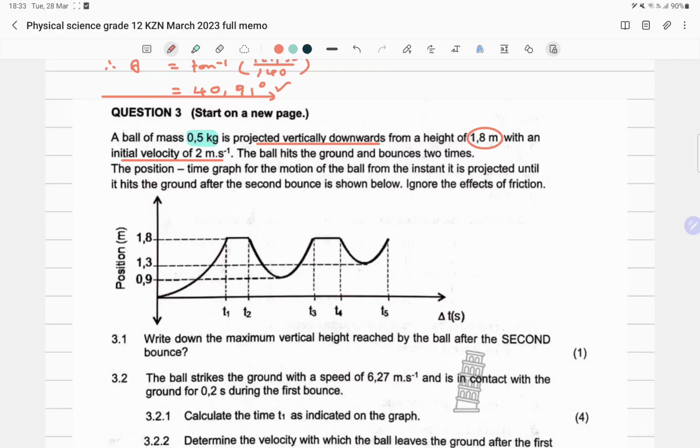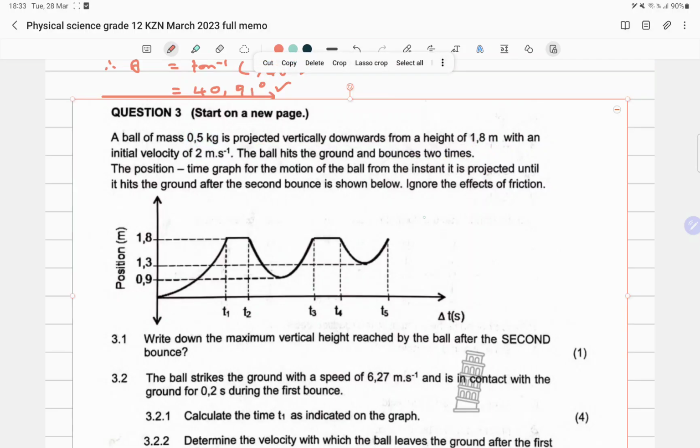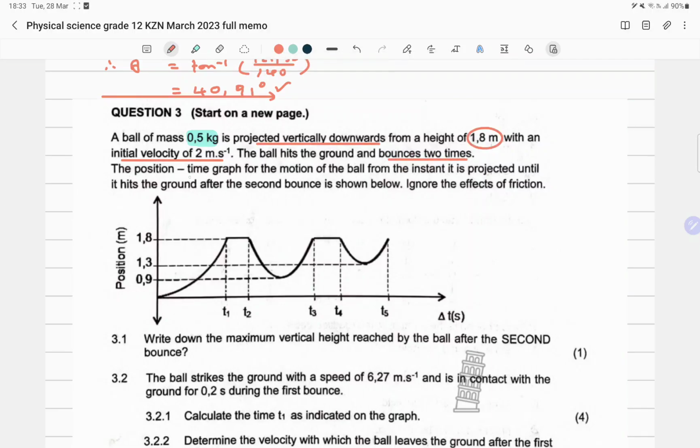Now the ball hits the ground and bounces 2 times. Now the position time graph for the motion of the ball from the instant it is projected until it hits the ground after the second bounce is shown below. Of course, our famous statement, ignore the effects of air friction. If that is the case, it means the only acceleration we accept is g. So the acceleration there is g because we only have gravitational force acting.